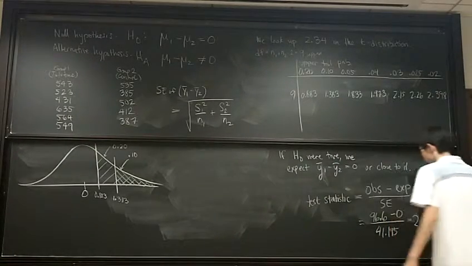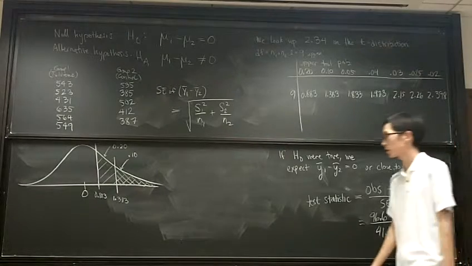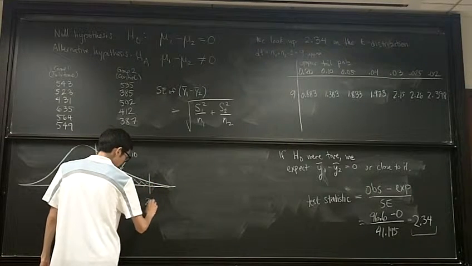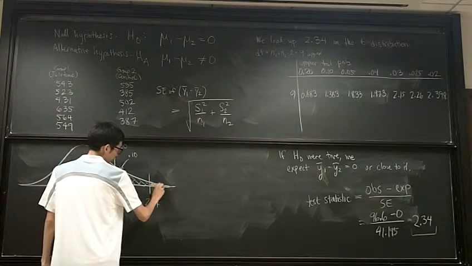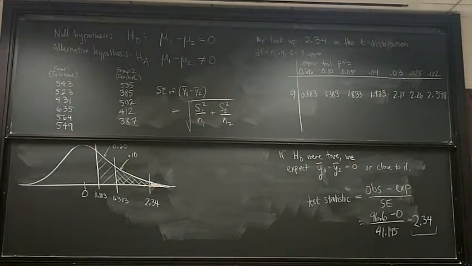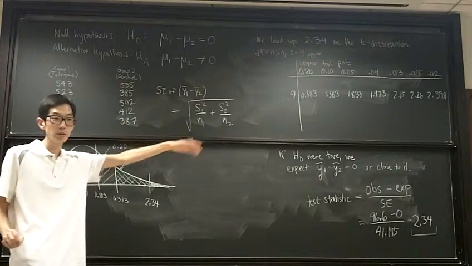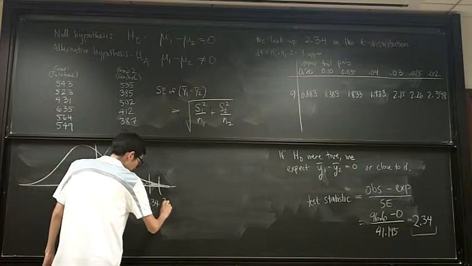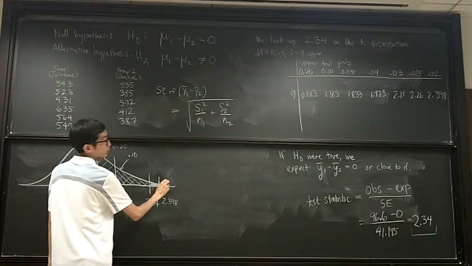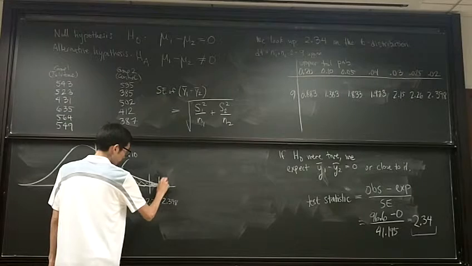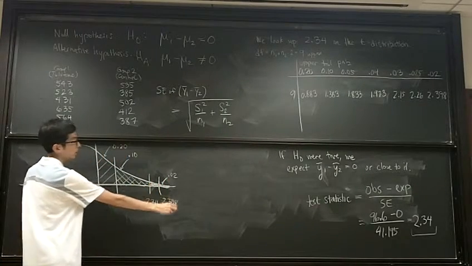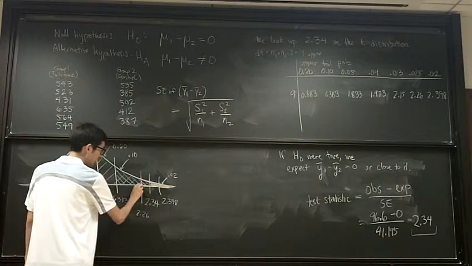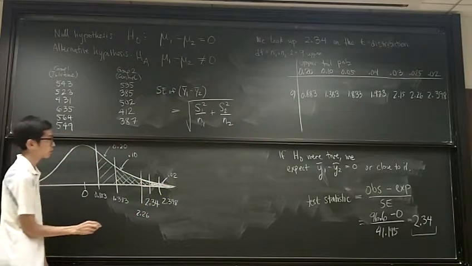What this says is that my test statistic is at 2.34. So what I want to know is how much is in this tail at 2.34. Well, we don't see 2.34 in the table, but what we do see is 2.398. So if I draw a line at 2.398, I have 0.02 in this tail. And if I draw a line at 2.26, how much is over there? 0.025.